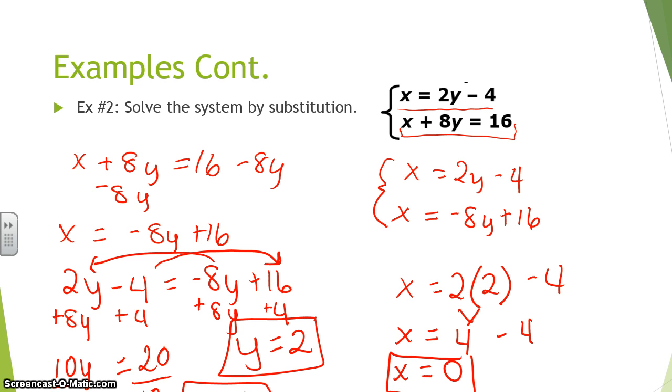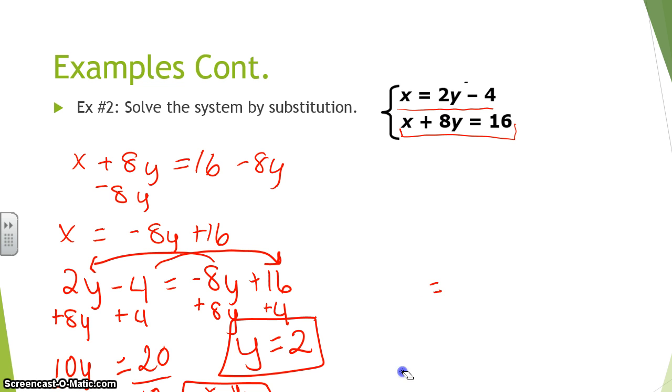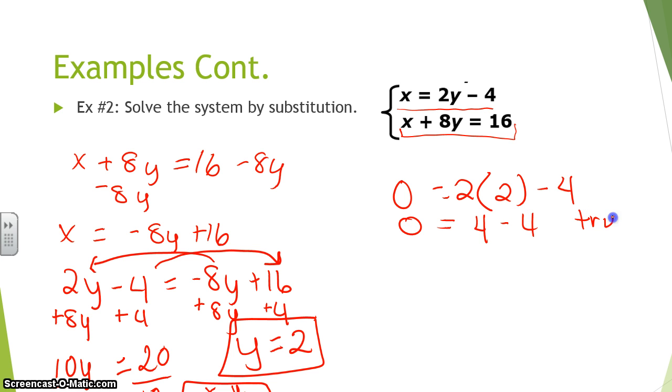But I'm not done because I need to check by substituting in 0 for x and 2 for y to make sure that these equations are true with the ordered pair that I found. So looking at the first equation, x is 0 equals 2 times my y, now is 2, minus 4. Does 2 times 2, which is 4, minus 4 equal 0? Yes, that is true, so that works. This is my check step again.